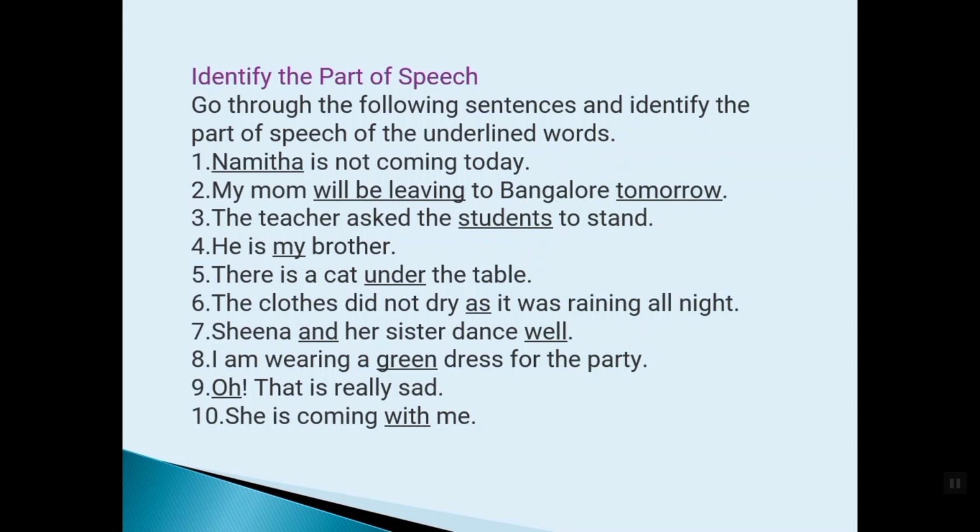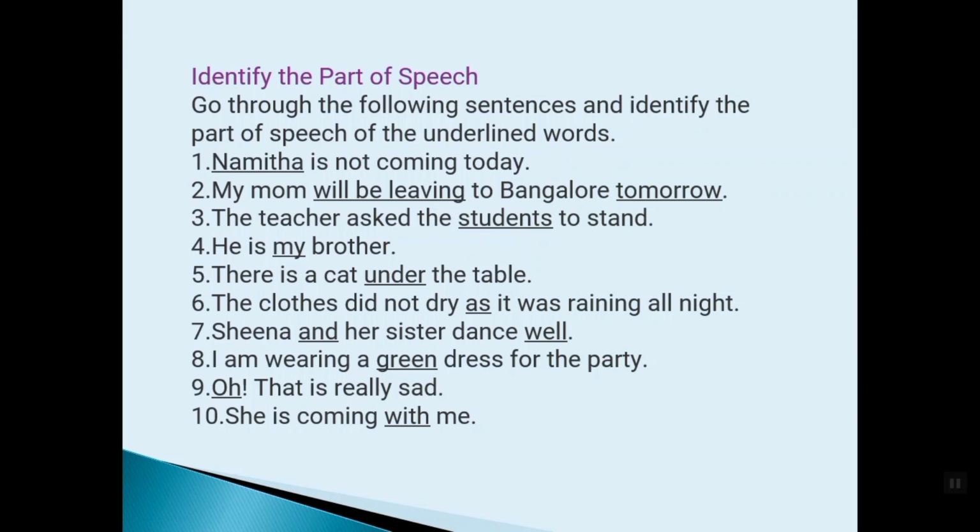My mom will be leaving to Bangalore tomorrow. In this sentence, will be leaving is a verb and tomorrow is an adverb. The teacher asked the students to stand. Here, students is a noun. He is my brother. In this sentence, my is a pronoun.